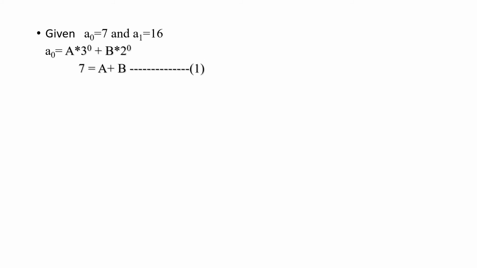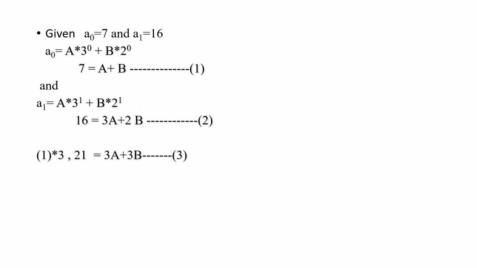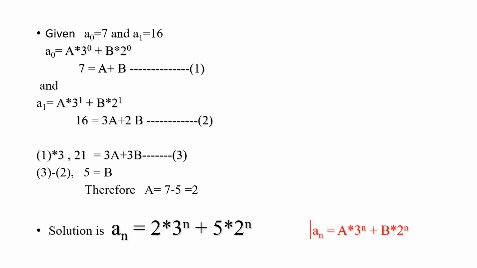Steps for determining a and b are given in detail here. Please go through the same. A is obtained as 2 and b is obtained as 5. Make the substitution in a_n to get the final solution.